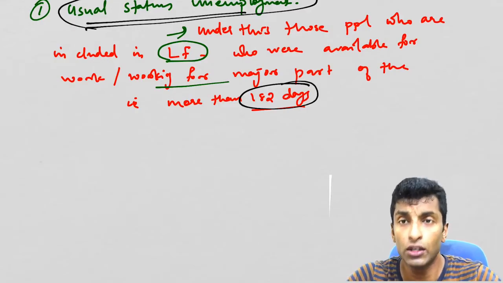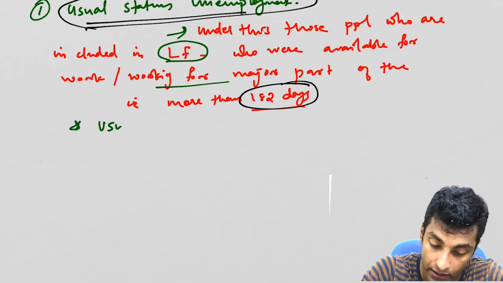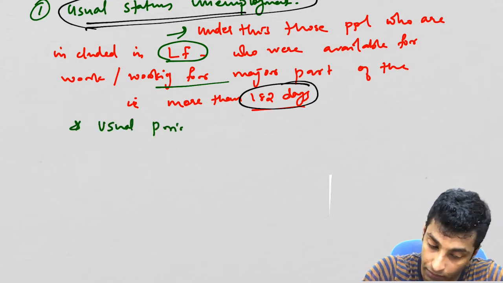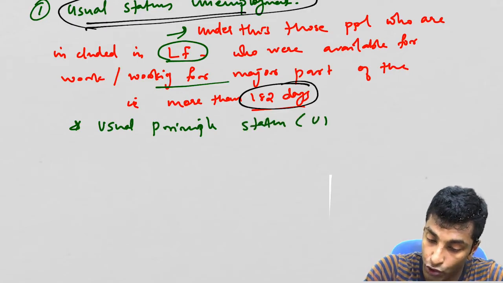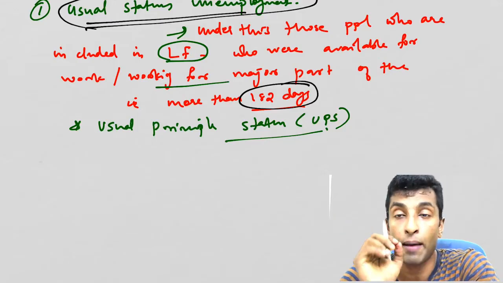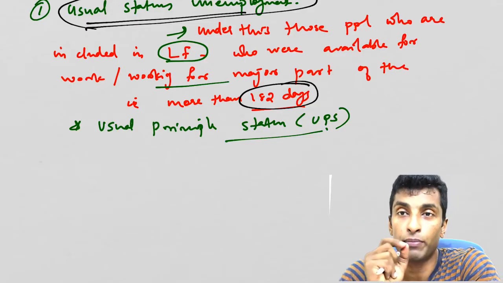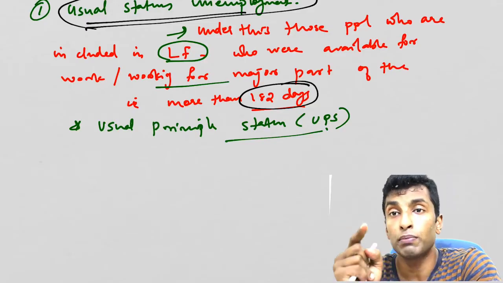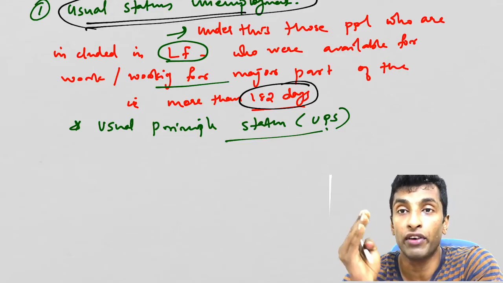I'll tell you what this is. So first let's look into the principal status. The first one, usual principal status, UPS. Under this you are considered as employed. For that, there are two conditions. First, you have to be part of the labor force. Then you should be getting a job for more than half of the days in which you are available to work.